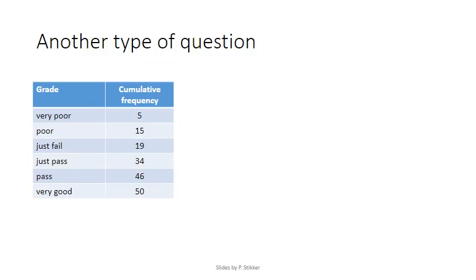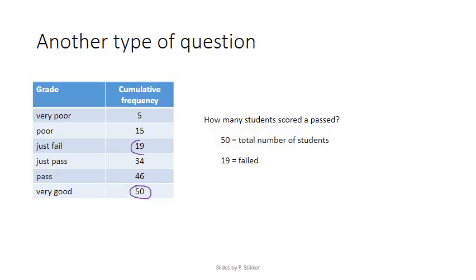One more type of question sometimes pops up on exams about cumulative frequencies. If we are given the cumulative frequencies, how many students scored a pass? We can either convert everything back to absolute frequencies, but there's another way to approach this. We can see that 50 was the total number of students because that's the cumulative frequency of the last value. We also notice that 19 students had a fail, or a poor or very poor, but at least failed the exam. So the difference between those two must be the number of students that passed, which turns out to be 50 minus 19 equals 31.